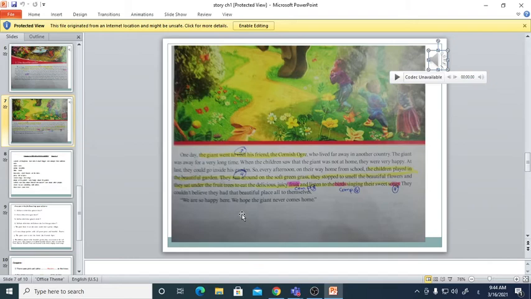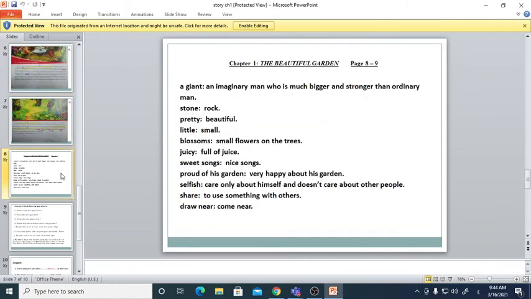So every afternoon on their way home from school, after school, the children played in the garden. They ran around on the soft green grass. They stopped to smell the beautiful flowers. They sat under the fruit trees to eat the delicious juicy fruit. They listened to the birds singing their sweet songs. They couldn't believe that they had that place for themselves. They can't believe it.